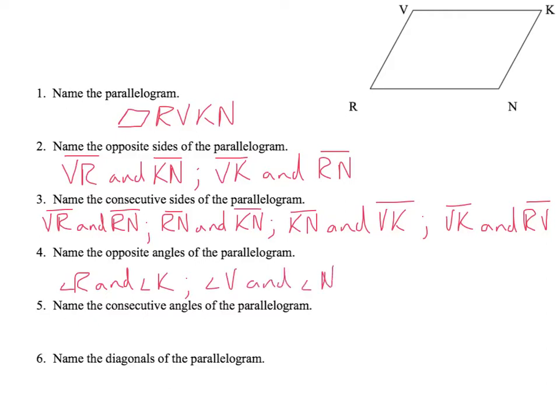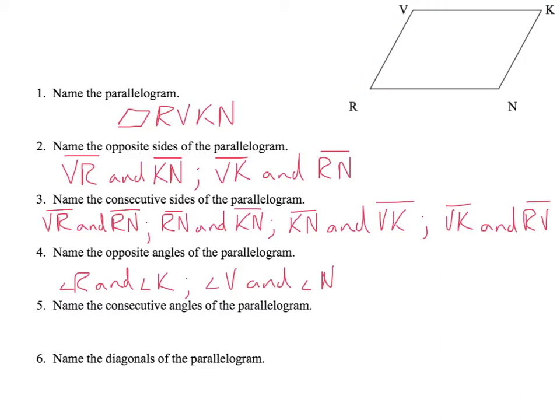Consecutive angles are the angles that come one right after the other. So if you remember our alternate interior, alternate exterior, same side interior, supplementary, and then what was it? Corresponding, that's what it was. The same side interior angles are consecutive. So really I'm looking for the ones that come one after the other. They make the C's. So angle R and angle N would be a pair, angle N and angle K, angle K and angle V, and then angle V and angle R.